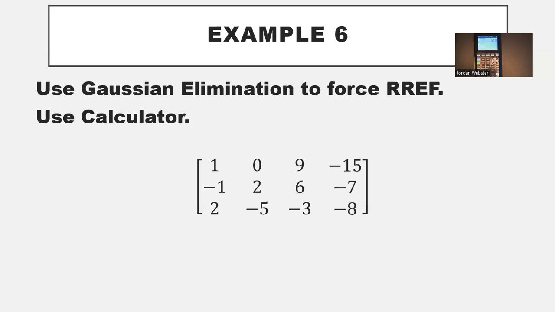And you can do it on bigger examples as well. I think I'll skip this example for right now because we'll do a bigger example in a second. But you can imagine this is a 3x4 matrix, and your calculator will put it into row reduced echelon form in a fraction of a second.